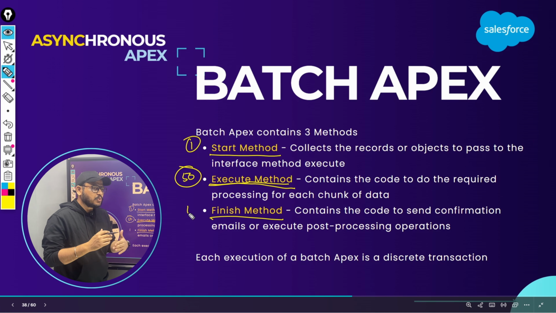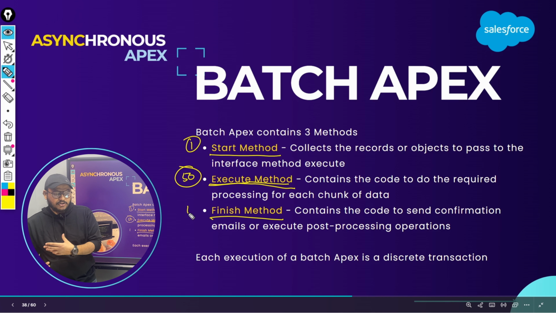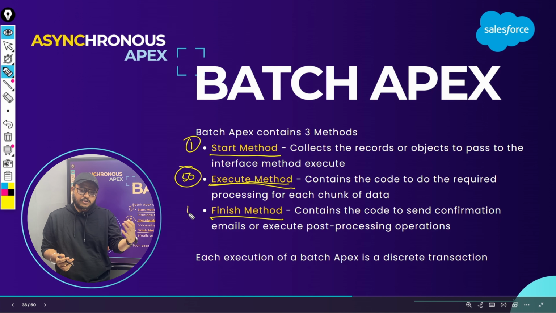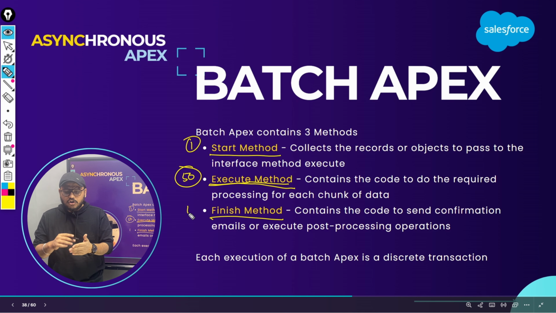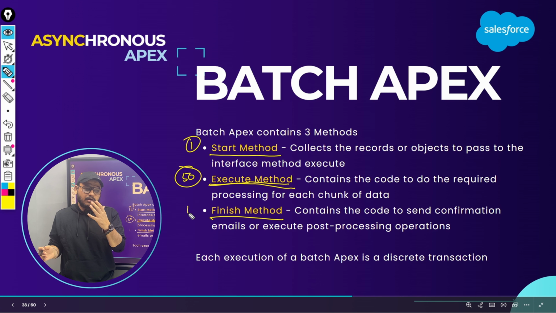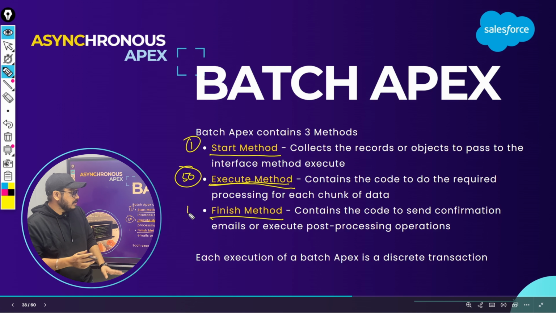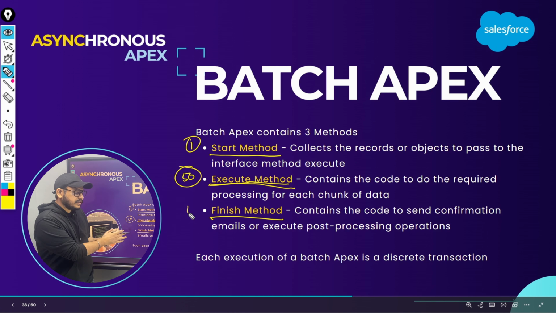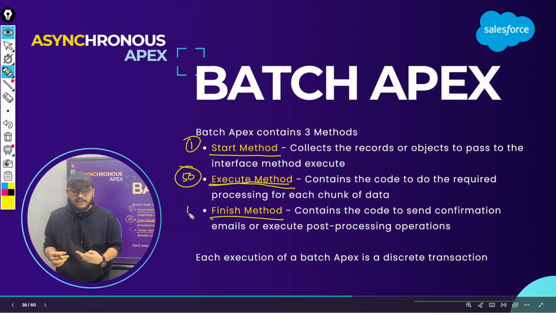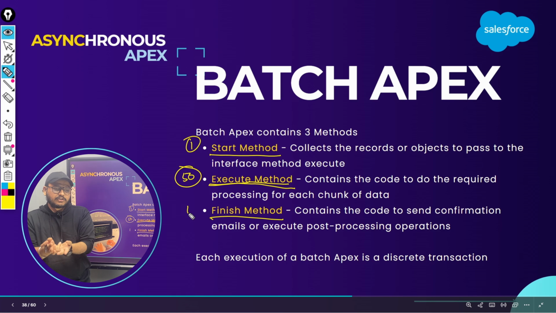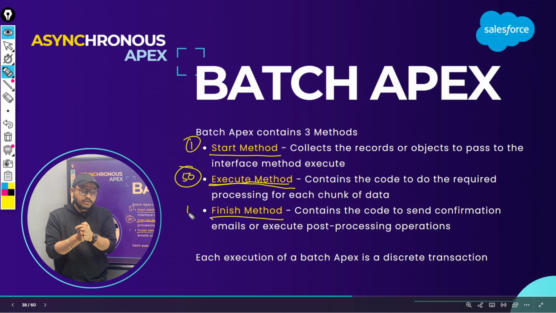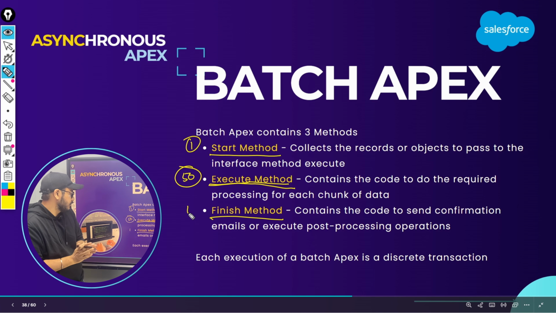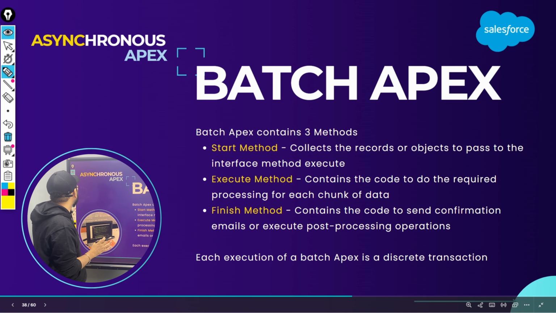In the finish method, you can do something like sending an email to someone to inform them all batches have been executed, or initiate or call some other method. Those can be done using the finish method. While you have to define all 3 methods, start and execute of course have to contain some code. For the finish method, if you do not have anything to do, you can keep it blank. But even if you keep it blank, you still have to define it. The finish method is required.